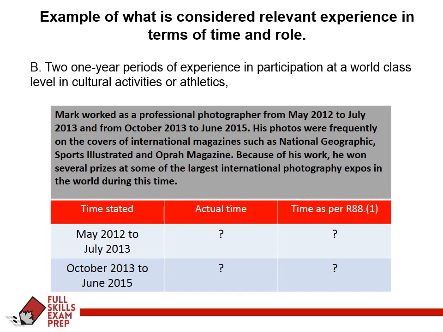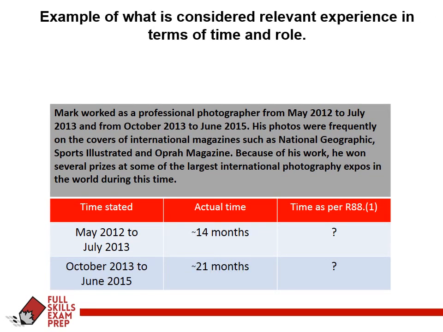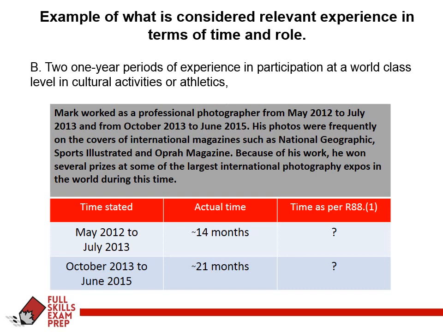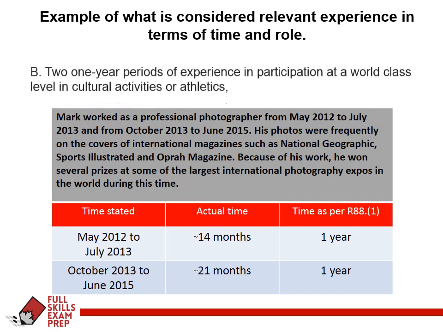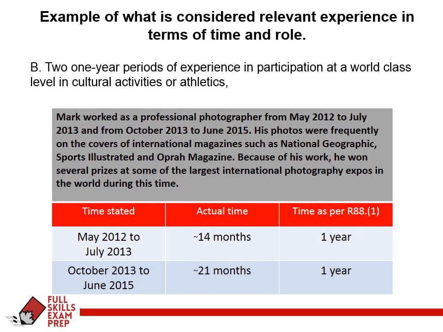So the time that they gave us was May 2012 to July 2013 and October 2013 to June 2015. In real life, that would be around 14 months for the first gap and around 21 months for the second gap. When we take a look at this as per Regulation 88, we could see that the 14 months adds up to a year, and the 21 months also adds up to a year because we have those 12 months continuous.